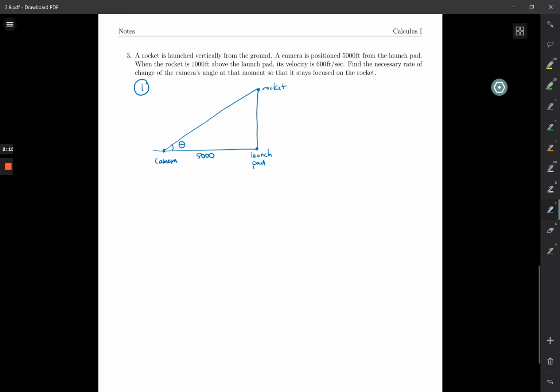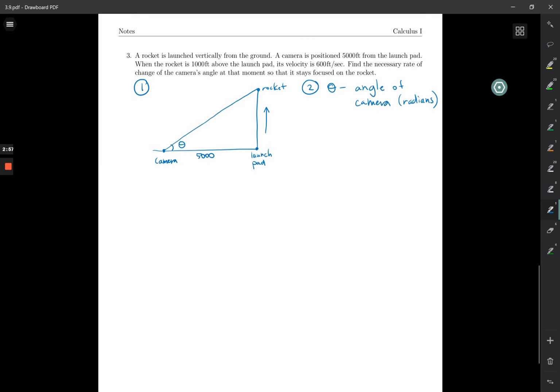Now, okay, we've drawn our picture, and next we want to label our variables. I actually already labeled the angle theta, so let's go ahead and use that. Notice that theta, that angle, will be changing as the rocket goes up, and that is what we're trying to find, the rate of change of that angle, right? So we have theta. This will be the angle of the camera. And remember, in calculus, we're always going to use radians for the measure of the angle. So just make a note of that.